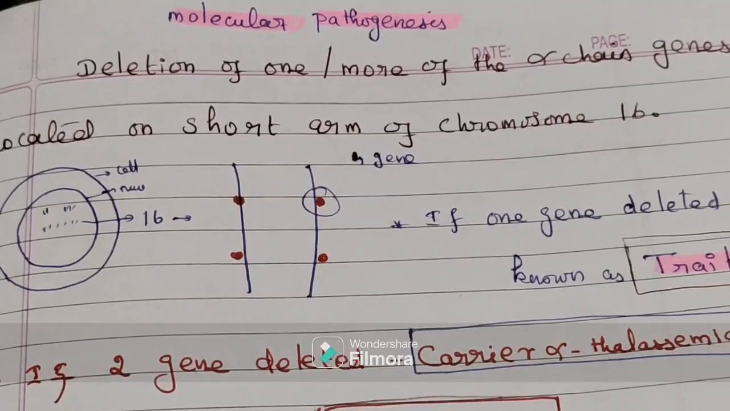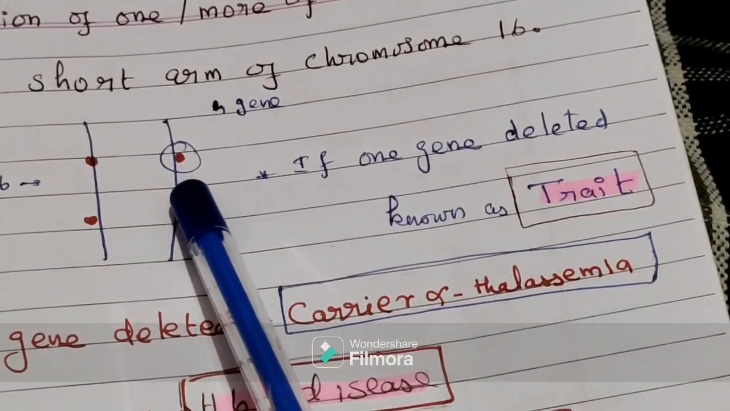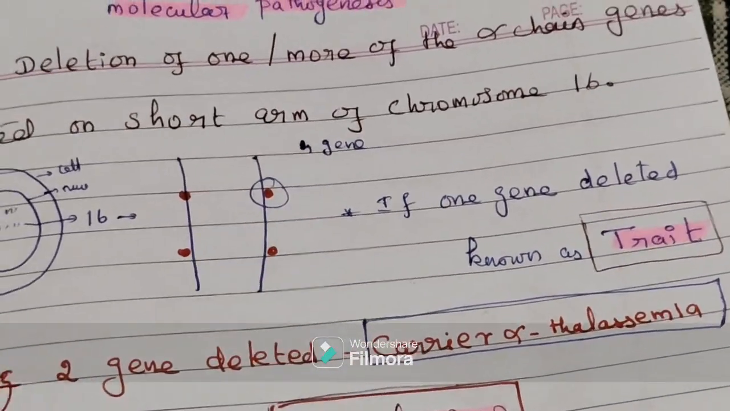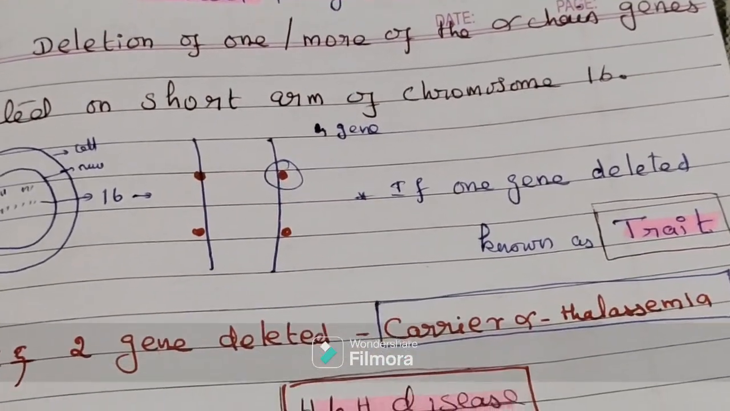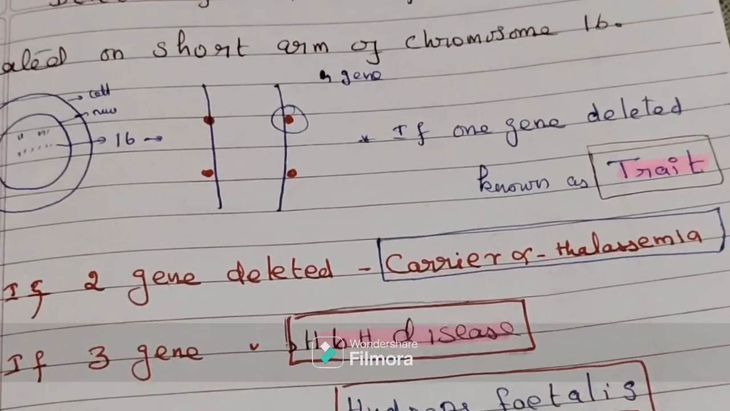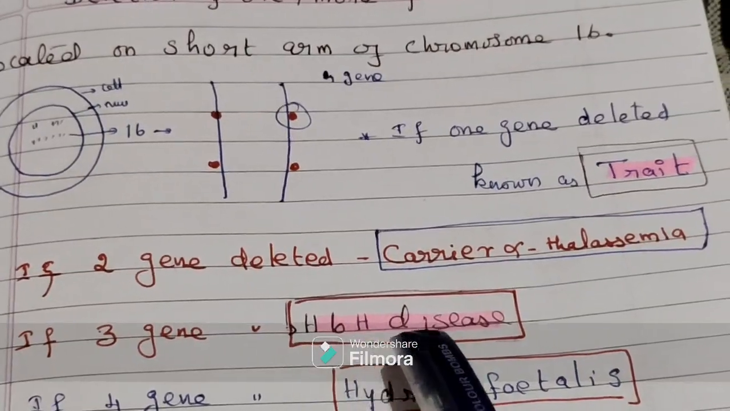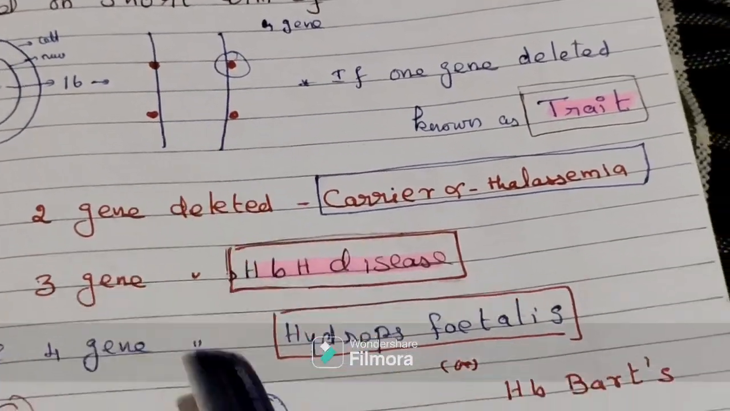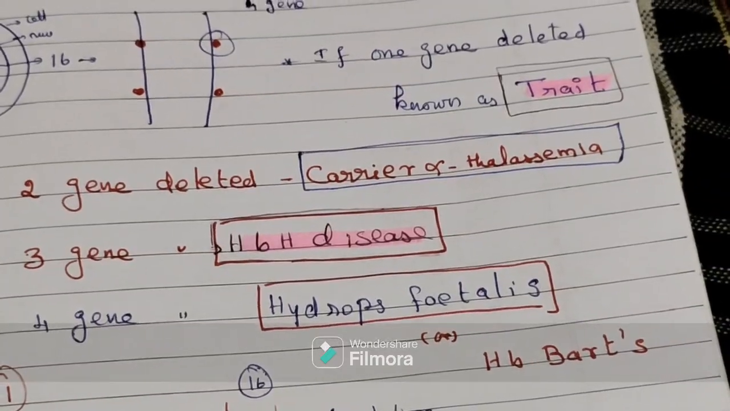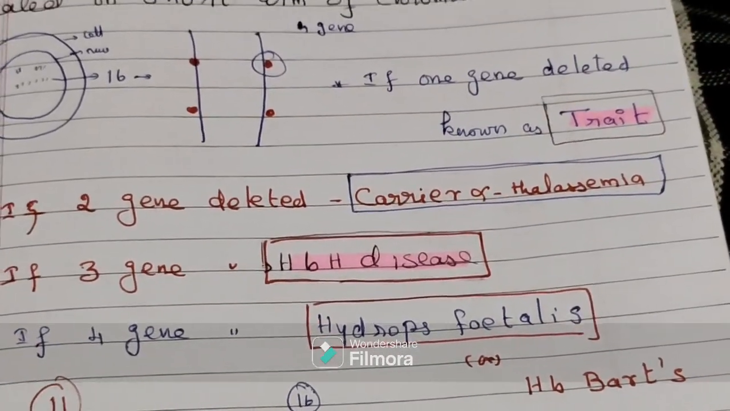Now there are 4 types of alpha thalassemia. If one gene is deleted, it is called a trait. If 2 genes are deleted, it is called a carrier. If 3 genes are deleted, it means HbH disease. If 4 genes are deleted, the condition is called hydrops fetalis. So that is the classification.